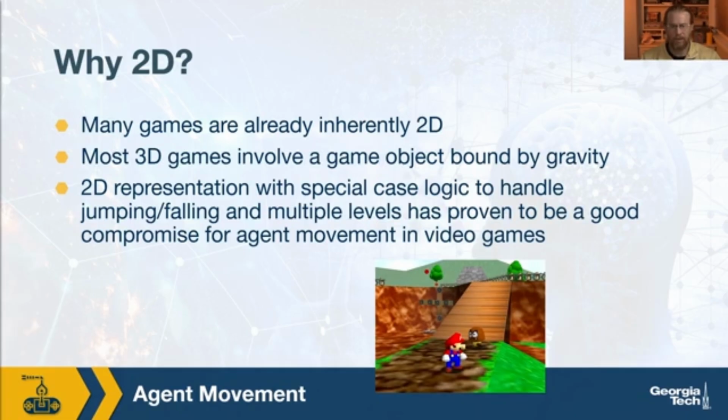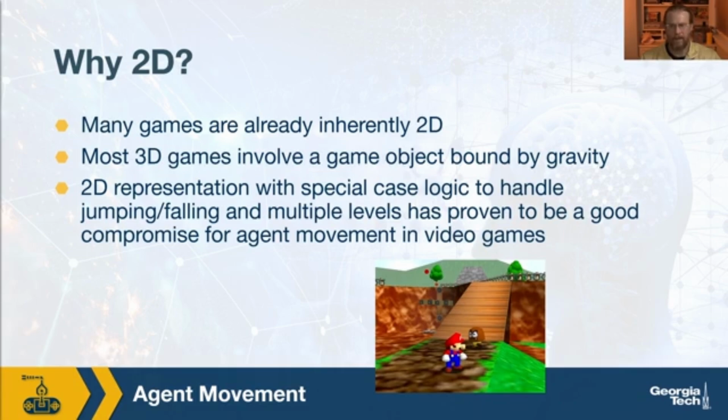And then in case where we do need to consider the third dimension, that can be just some special case logic. So for instance, jumping or falling, or maybe cases where we have multiple levels, we can have some special case code to swap out 2D representations of multiple levels of floor plans of a building. And so this works out pretty well to just stick with 2D if you can get away with it.